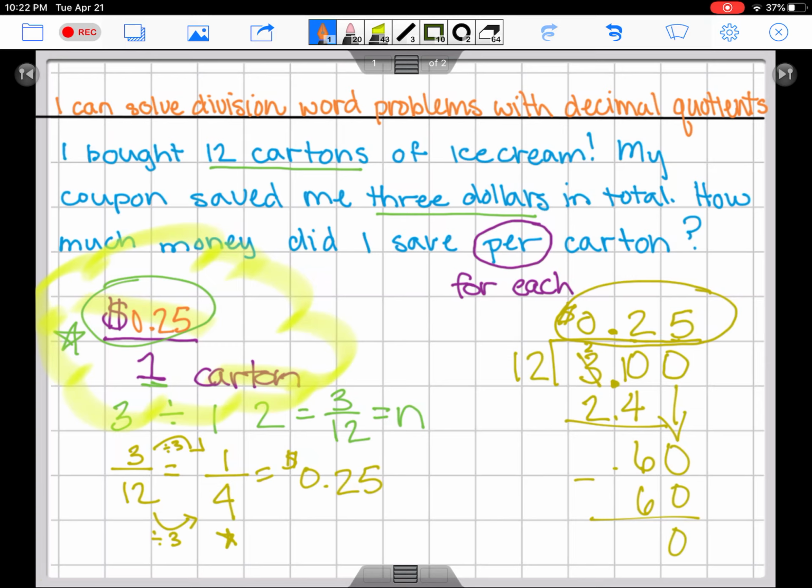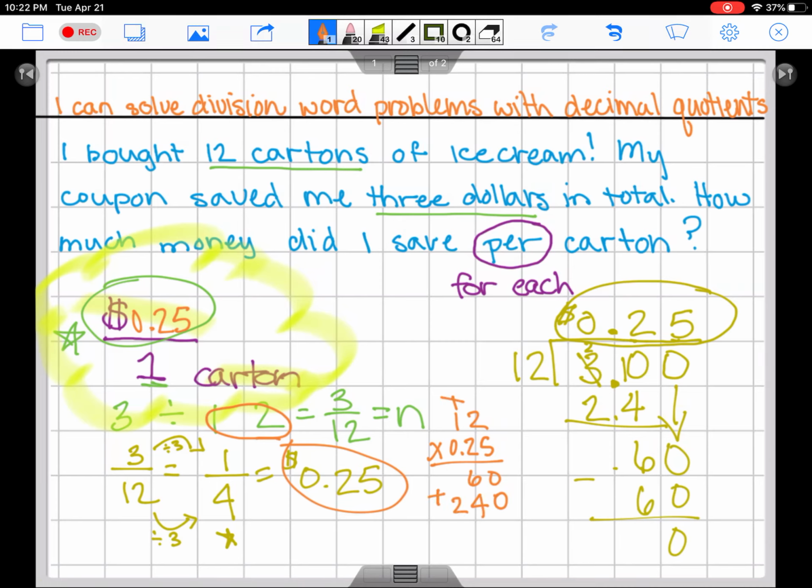That is awesome. Remember, you can always multiply to check your work. In this case, you're going to be multiplying your quotient by your divisor. Here's your divisor. You would be multiplying 12 by your quotient here, 25 hundredths, and that's going to equal 3. So just keep that in mind to check your work. 12 multiplied by 25 hundredths. 5 times 2 is 10. Carry the 1. 5 times 1 is 5, plus 1 is 6.